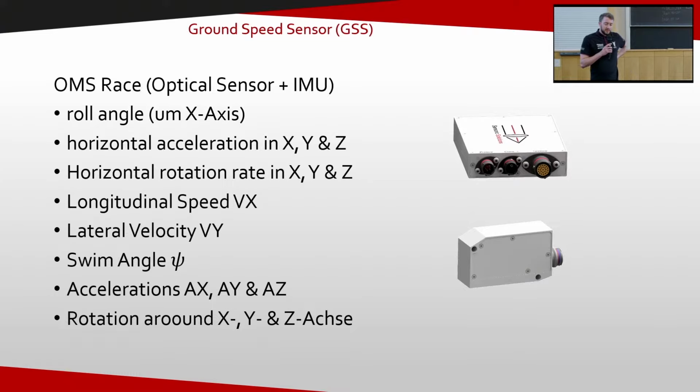Here you can see the optical ground speed sensor and the different things it can measure. Most important is that we can measure the velocity of the vehicle independently of the single wheels. This is especially important for the slip control, as we don't need a mathematical model to calculate the velocity in correlation to the wheels.